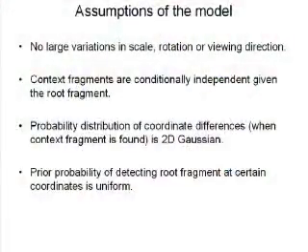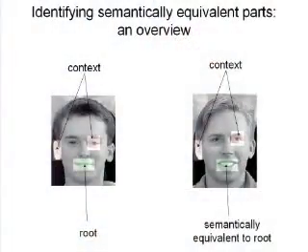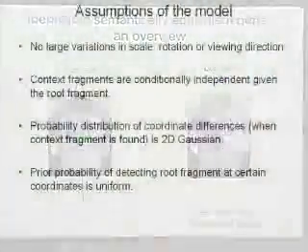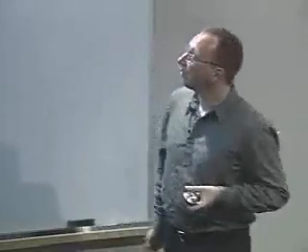This is the idea. Now the question is, how do we find such context fragments? Once again, this is a root fragment, this is a semantic fragment semantically equivalent to the root, and these are context fragments. But before I show how we do it, first some assumptions. Once again, these are assumptions only for that paper. Now we have a much more sophisticated model.